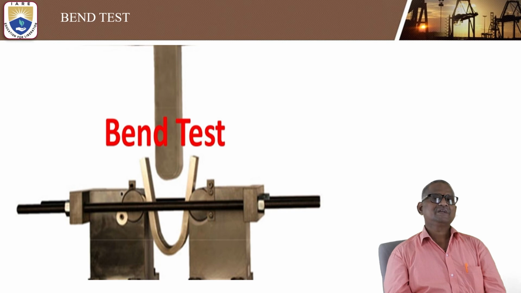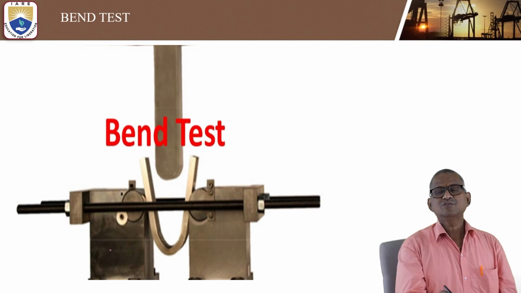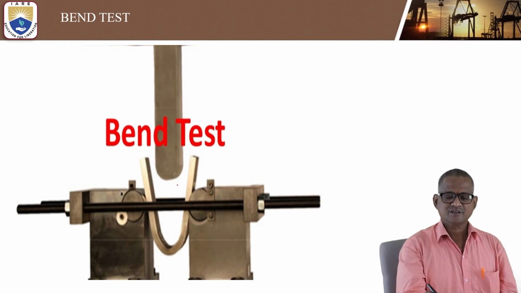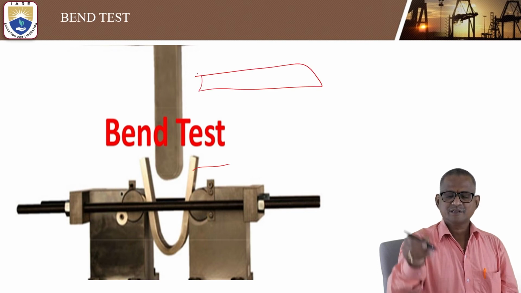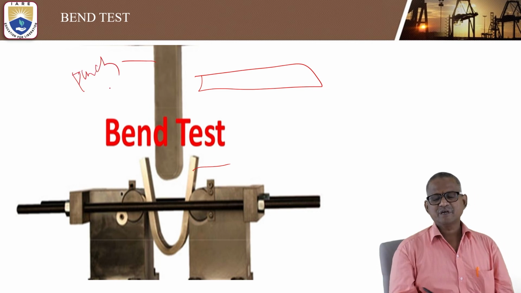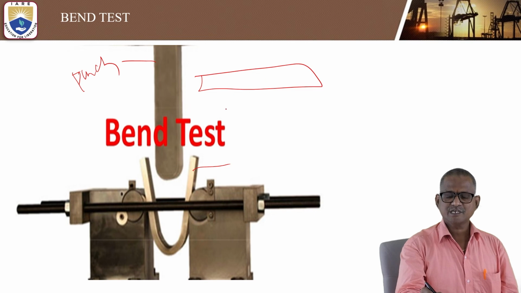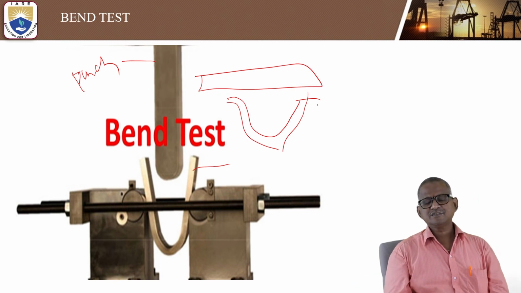So what is meant by bend test? Look at this simple three-dimensional diagram. There will be two tables kept, and this rod is initially kept horizontal. Then by applying the plunger, or punch, whatever it may be, we can apply it, and this horizontal shape will become a bent shape. This is also very interesting. This is a cold working process.